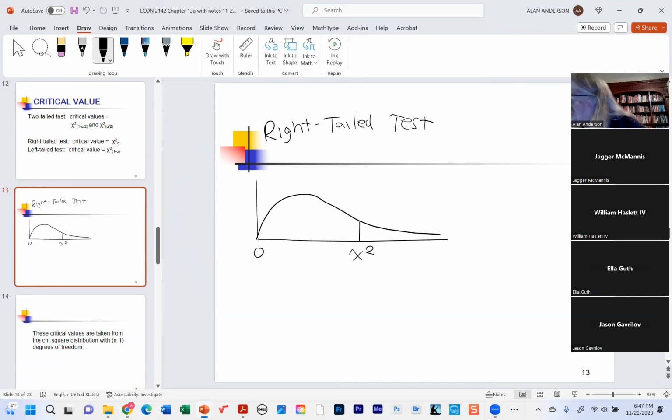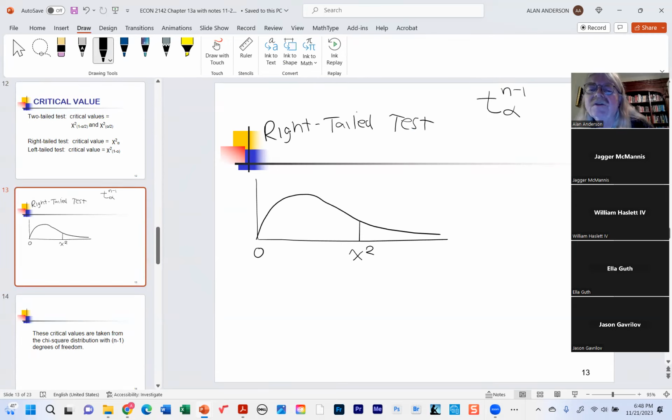Now, here's an interesting side note. Remember when we had the t distribution, we would always write the critical values something like this. Let's say it's a right-tailed test. The superscript is your degrees of freedom. The subscript is the alpha, the tail area.